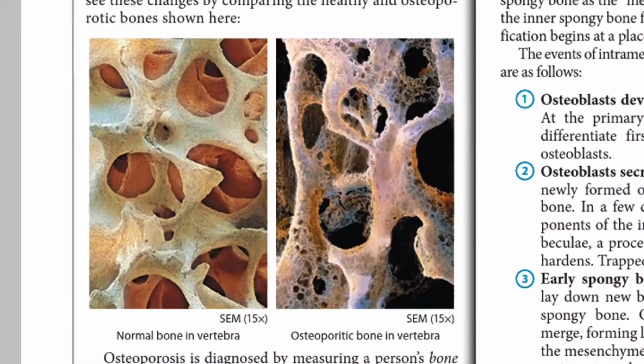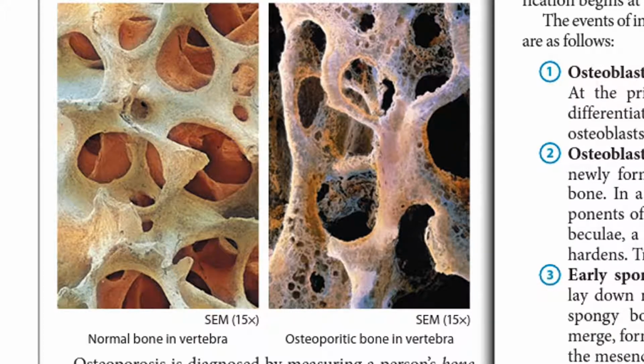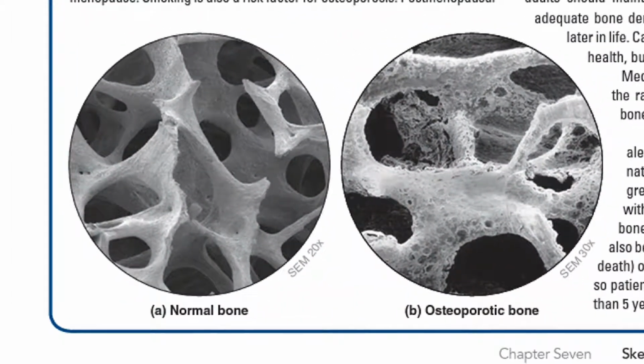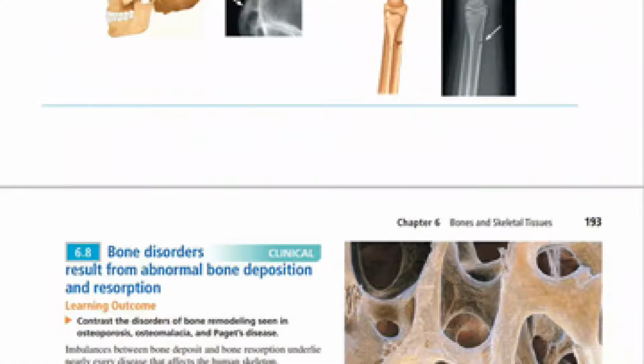Okay, now in this figure also, see on the left hand side normal bone in vertebra, and on the right hand side osteoporotic bone in vertebra are shown. Once again, normal bone, osteoporotic bone. This figure is a black and white image, SEM 20x. So now we are starting our discussion on osteoporosis.